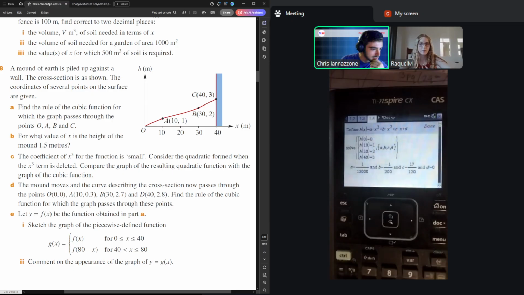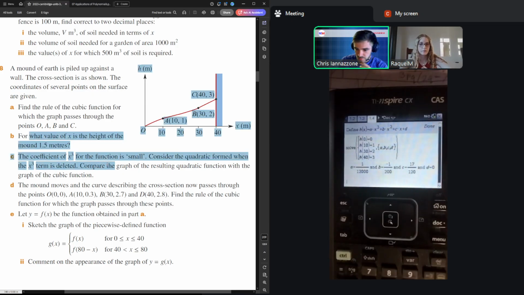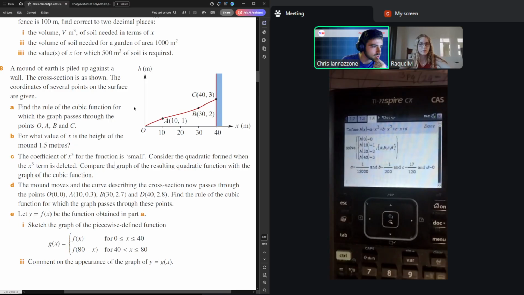But yeah, that gets us the equation. Let's see, we've only got a minute left, so I'll just briefly talk about these. For what value of x is the height a certain value? Well, h is the y-axis, so you're just setting y equals 1.5. That's chill.